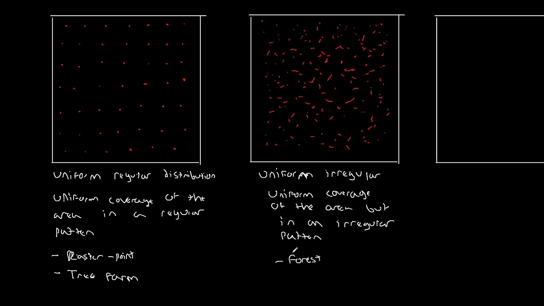A naturally occurring forest. If you were to take an image of a forest and put a dot on every single tree, assuming that the whole area was a forest, you would most likely see this uniform irregular pattern. And again, this ties into scale, which we're going to talk about either at the end of this video or in the next video. But with uniform irregular, you have uniform coverage, but there isn't the same pattern that there was in uniform regular.